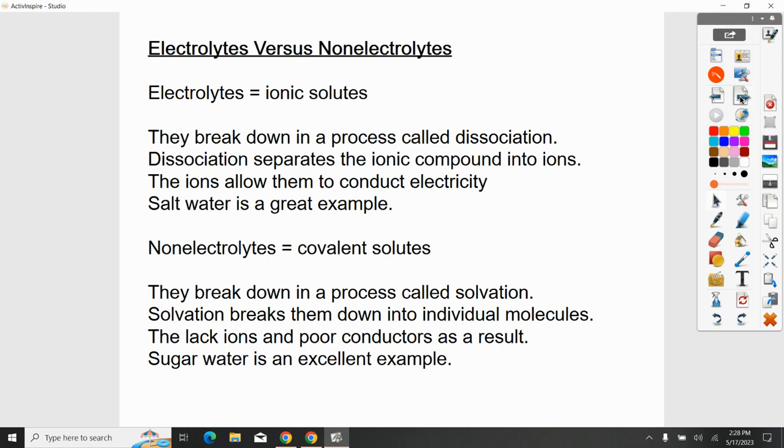Again, in the non-electrolyte solutions, the only difference is your solute is covalent. So when you dissolve it, it won't break down into ions. It'll break down into molecules. There will not be charges. And because there's no charges, they don't conduct electricity. So it is non-electrolyte. Sugar water would be an example of a non-electrolyte solution. So electrolyte just simply refers to whether or not there's ions there. To have ions there, you would have to have an ionic compound like sodium chloride as your solute.